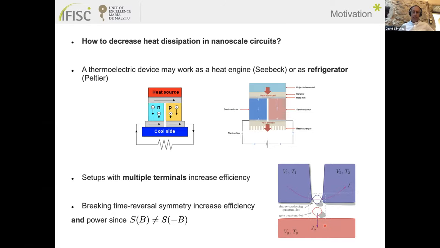Another mechanism. And this increases efficiency, well, that will be the topic of another talk, but here, let's say, this originates from the fact that the two-terminal conductance is symmetric when you reverse the magnetic field, but the thermal power or the Peltier response doesn't have to be the case, right? Let's say we would like to combine these two effects, or two ways to increase efficiency, namely more than two terminals, and also include an external magnetic field.